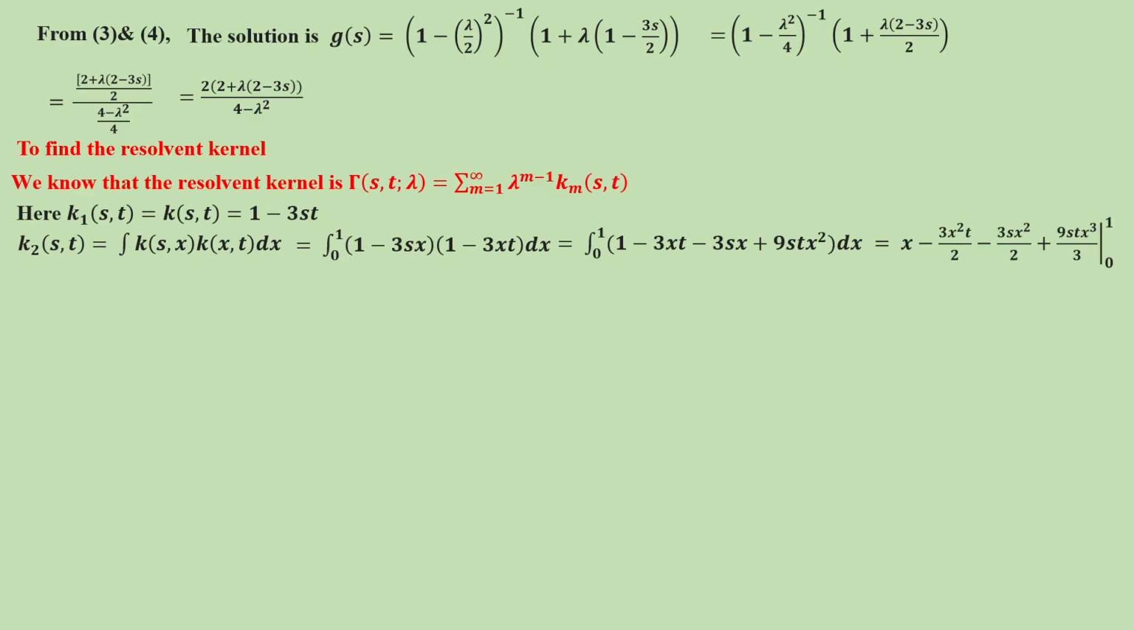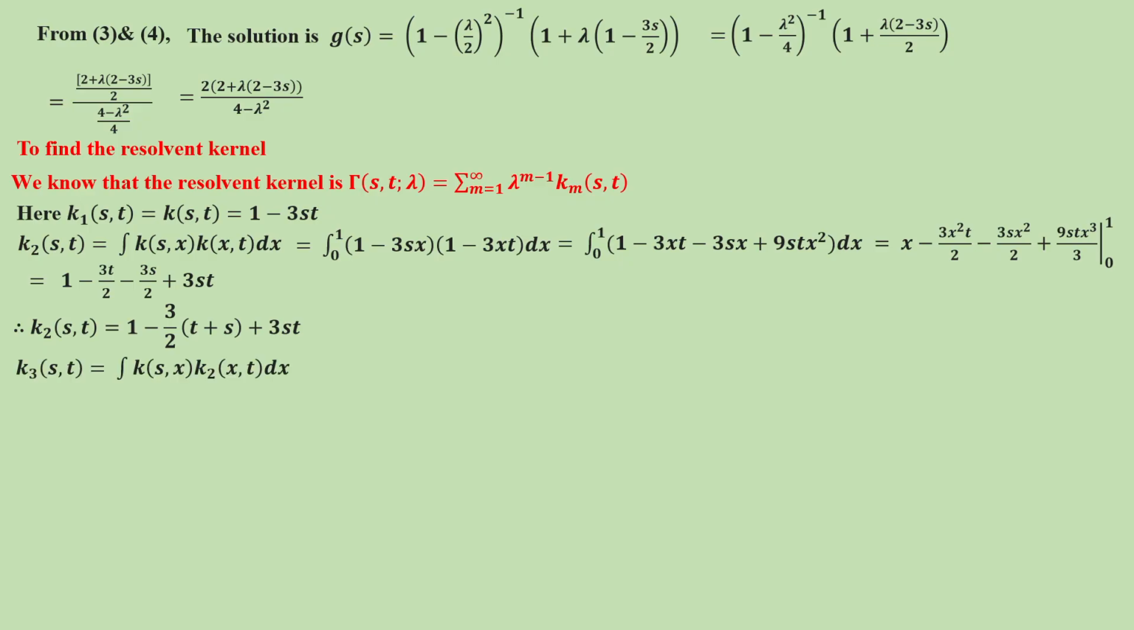So integrating with respect to x: first term x, second term −3x²t/2, third term −3sx²/2, plus 9st x³/3. So lower limit 0, upper limit 1. So 1 minus 3t/2 minus 3s/2 plus 3st. So K₂(s, t) is equal to 1 minus (3/2)(t + s) plus 3st.